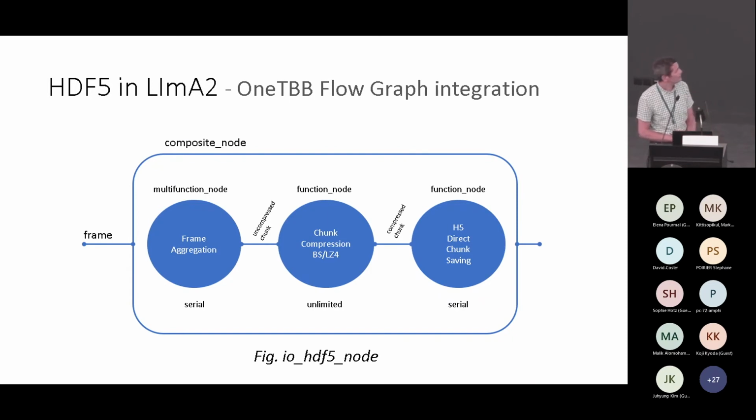Here I give you an example of the composite node that we have built for HDF5, made of a multifunction node responsible for the frame aggregation. And then we have the function node that compresses the data, for instance, in bitshuffle LZ4. And finally, we have the direct chunk saving.